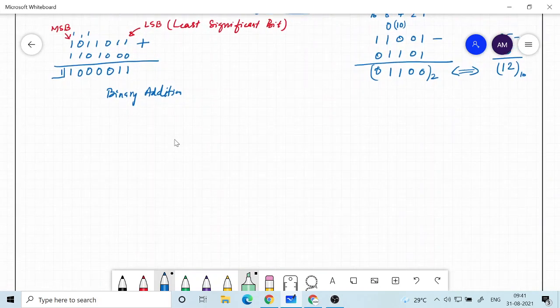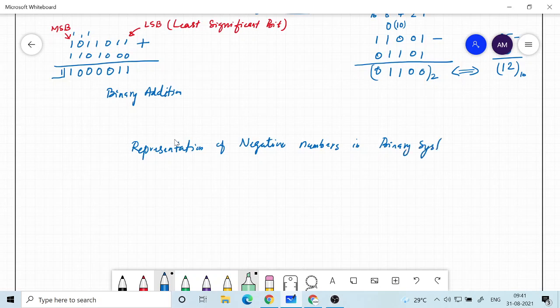Okay, and now how about negative numbers? So far we only talked about positive numbers. But in order to make our discussion complete, we also need to have some ways of representing negative numbers. So let us look at how to represent negative numbers. Representation of negative numbers in binary system. So how to represent negative numbers?